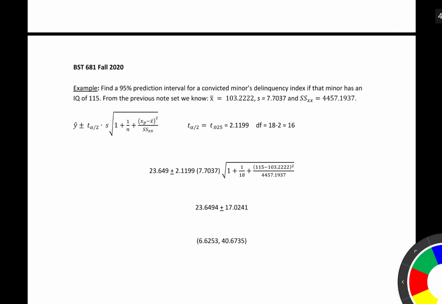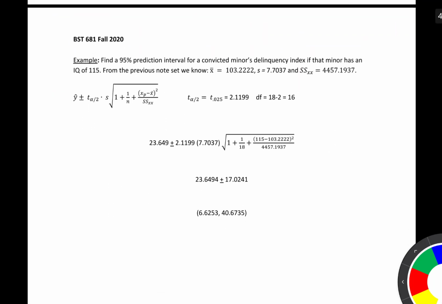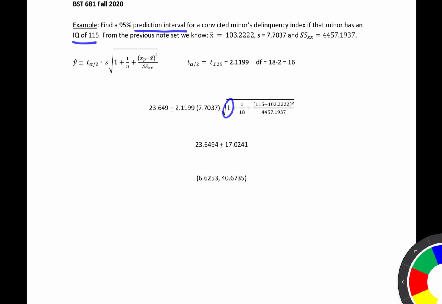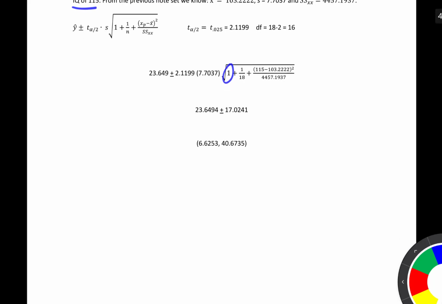In contrast, we could look at a prediction problem. And so here, notice we're not going to create a confidence interval, we're going to create a prediction interval. And this interval is going to be for a single minor's delinquency index if the minor has an IQ of 115. So again, we're not looking at an average for all, we're looking at the index for a single minor. And so I went ahead and plugged in the formula and got the interval here. The math is very similar to what we just did on the previous page. The only difference is, notice the formula is slightly different, and in that square root we do have a little bit of extra, and we'll talk about why that is here in a moment. Notice that our interval is much wider than the interval that we got for the estimation problem.